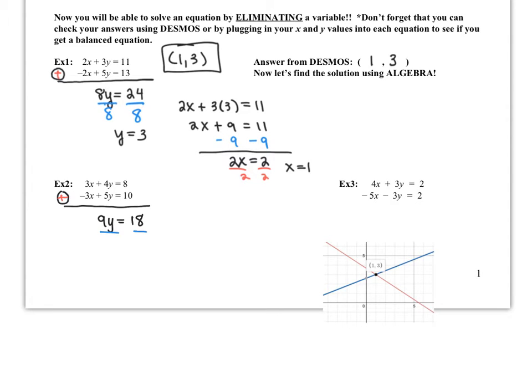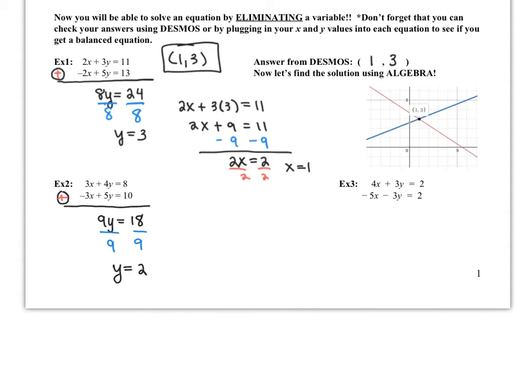Then to get y by itself, I would divide both sides by 9, which means y would equal 2. But I still need to find my x value, so in order to find my x value, I could either change y to 2 in my top equation or y to 2 in my bottom equation. I'm going to choose the top since I don't see any negatives.